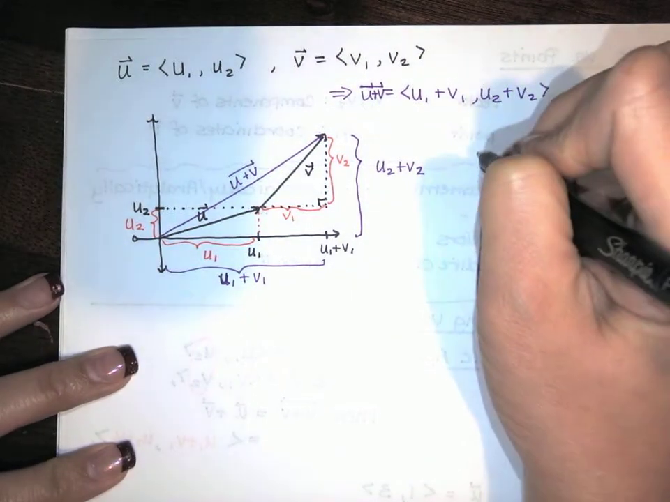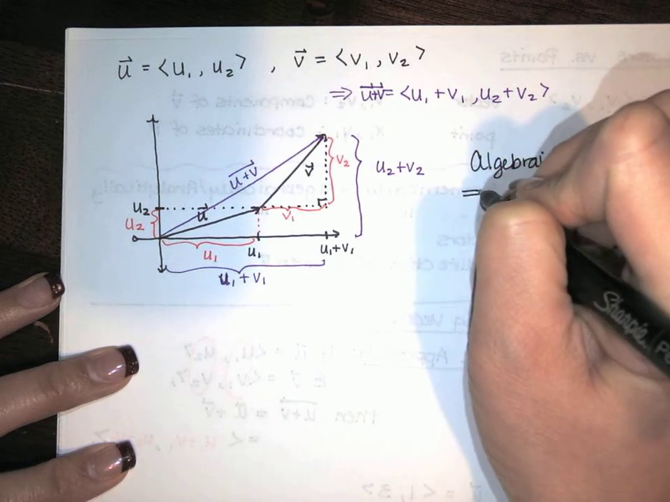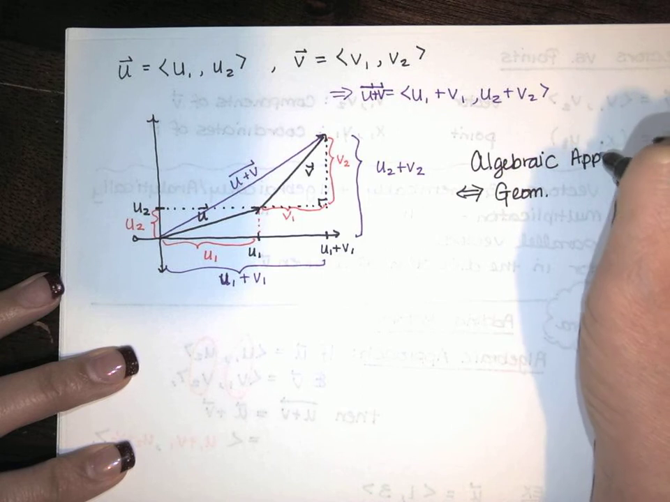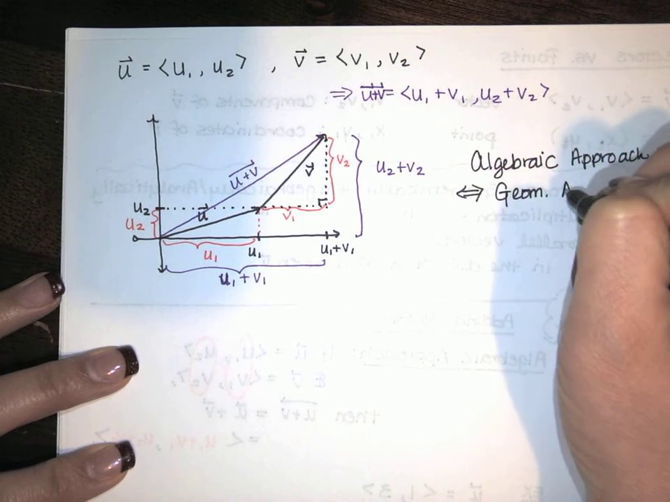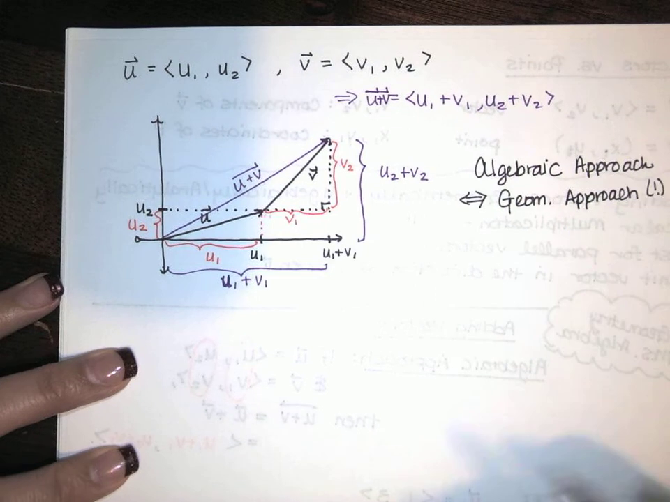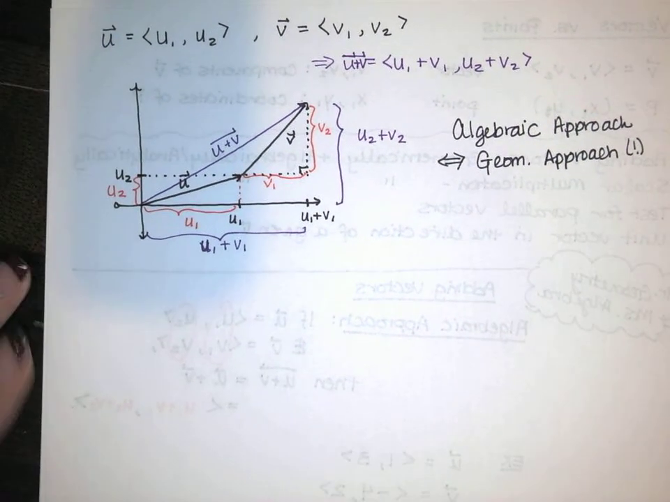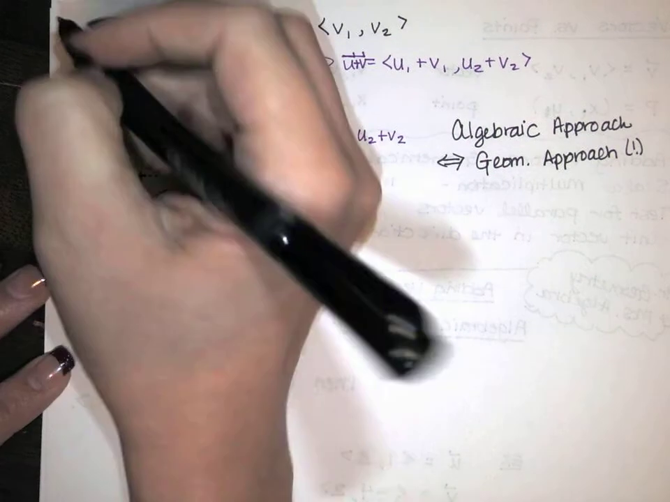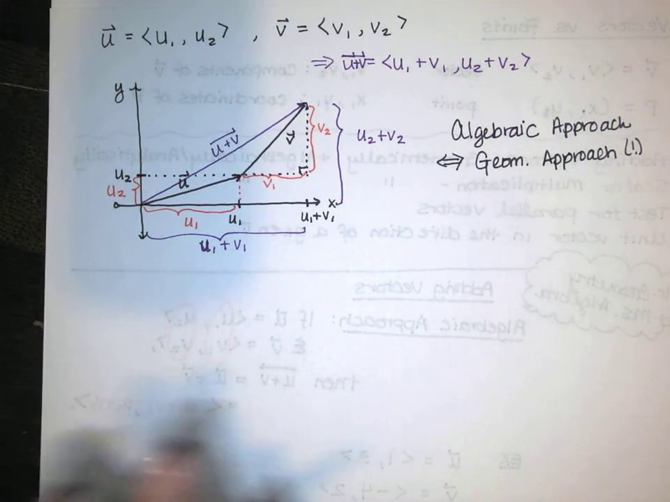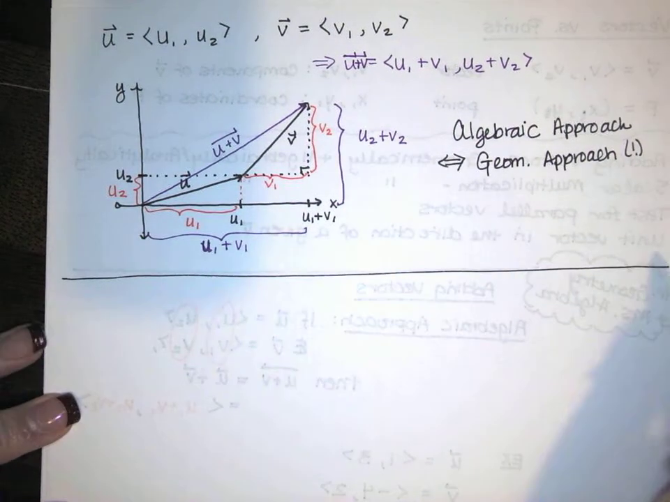So the algebraic approach and the geometric approach are equivalent. That's exciting. It's a good thing, a very good thing. We wouldn't want them to be inconsistent with each other. That'd be very bad. Label my y-axis and my x-axis. All right, so that's adding vectors algebraically. Let's talk about scalar multiplication.